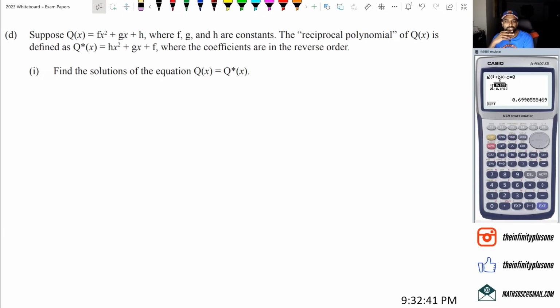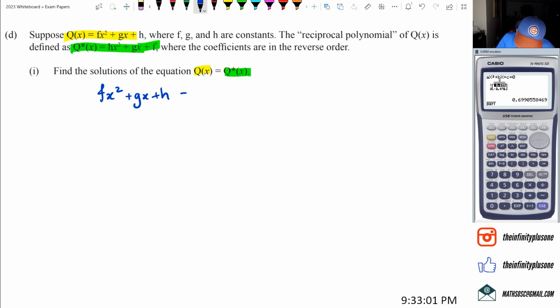With this question, we've actually been given what Q(x) and Q star(x) are. So Q(x) is right here, and Q star(x) is right there. It's asking us for solutions for that equation, so I'm just going to put them equal to each other. So I've got fx squared plus gx plus h equals hx squared plus gx plus f.